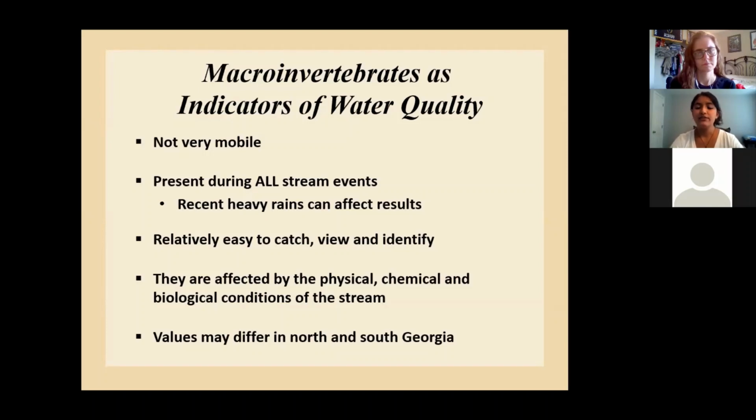They're big enough to view and identify easily. They are affected by the physical, chemical, and biological conditions of the stream. Just keep in mind though that the values of these populations may differ depending on where in Georgia your site is.